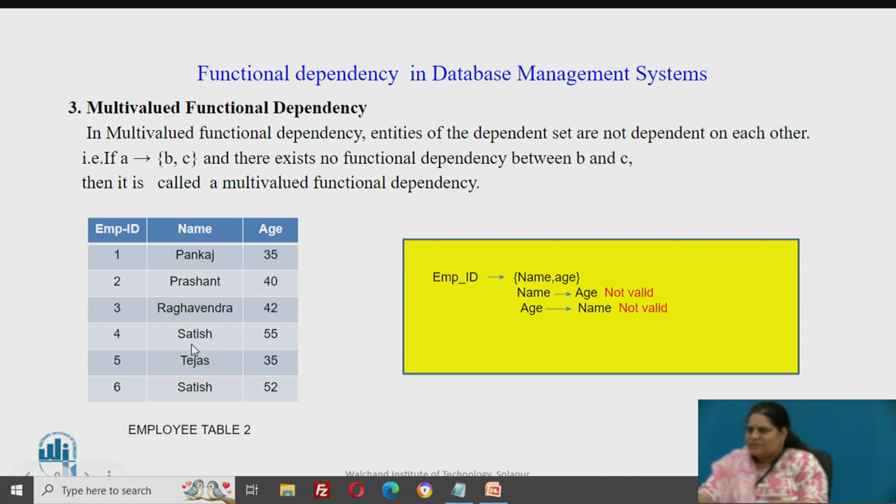So in this particular table we can observe that if you consider name and age, there is age 35 and 35, but the names are different, Pankaj and Tejas. Also if we consider the names over here, Satish and Satish, then it is having two ages. That means these two employees are different. It is having 55 and 52 age. So these two are not having any functional dependency over here.